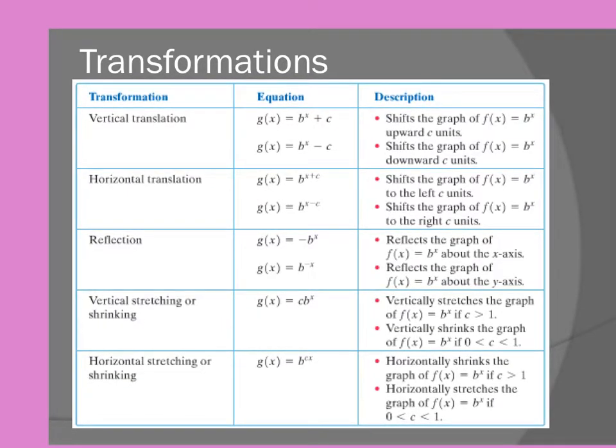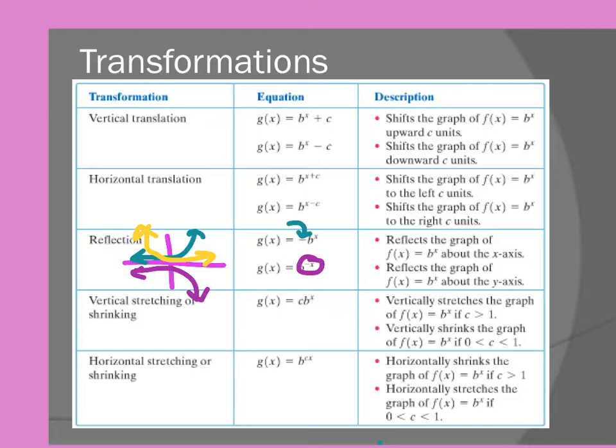Vertical transformation happens after the exponent. So if it said adding a number, it moves up, minus moves down. Horizontal happens if it's in the exponent. So if I'm adding a number in the exponent, I move left. Subtracting it, I move right. There's two different kinds of reflection. One is upside down. So if my initial function looks like this, and there's a negative on the front, then it flips it so that it points upside down, like that. If there's a negative on the exponent, then it flips it left to right over the y-axis. So two different kinds of reflections.